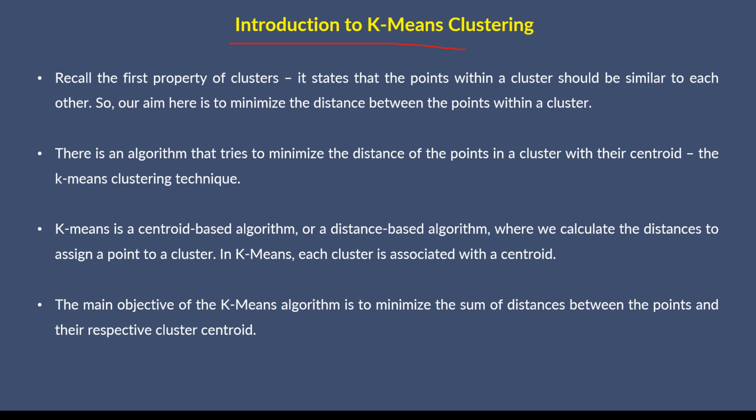Now, the popular algorithm for clustering is the k-means algorithm. Recall the first property of a cluster, which states that the points within a cluster should be similar to each other. So our aim here is to minimize the distance between the points within the cluster. There is an algorithm that tries to minimize the distance of the points in a cluster from their centroid. The algorithm is called the k-means clustering technique. K-means is a centroid based or distance based algorithm where we calculate distances to assign a point to a cluster. In k-means, each cluster is associated with a centroid. The main objective of the k-means algorithm is to minimize the sum of distances between the points and their respective cluster centroid.